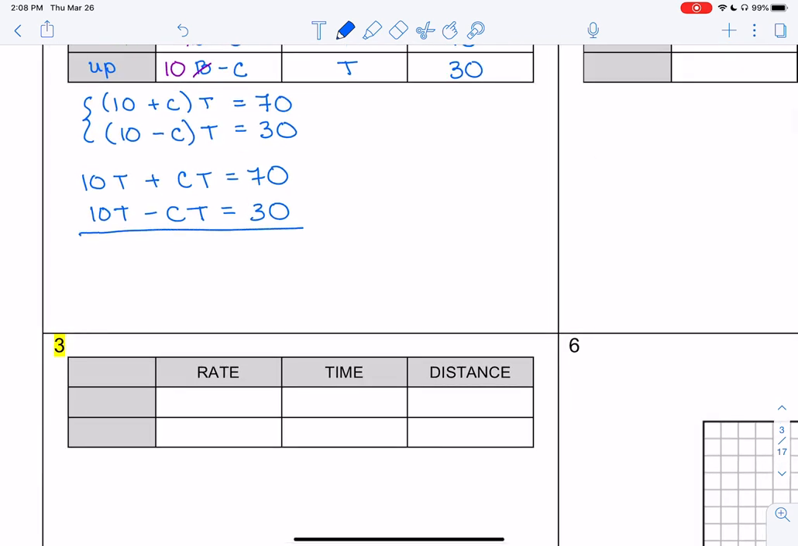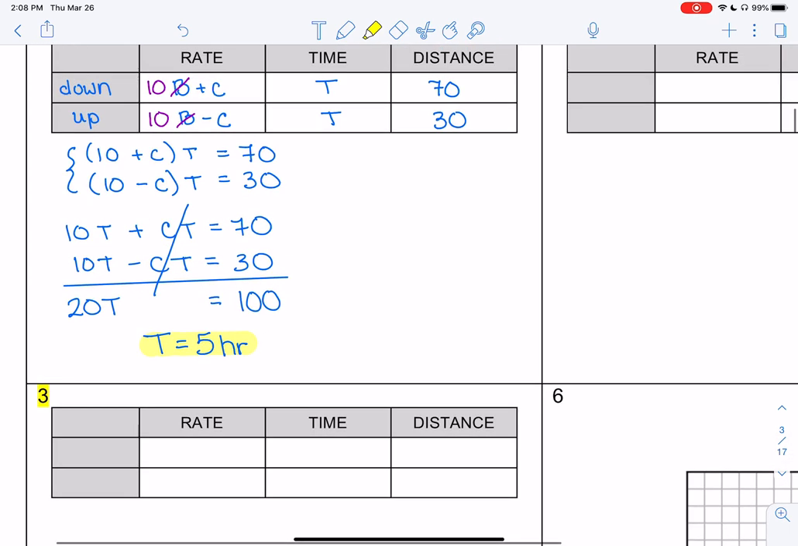So I can just add straight down, eliminate those terms, and I get 20T equals 100. And then from here I divide both sides by 20. T equals 5. The unit we're dealing with is hours. So the time it took each of them was 5 hours.